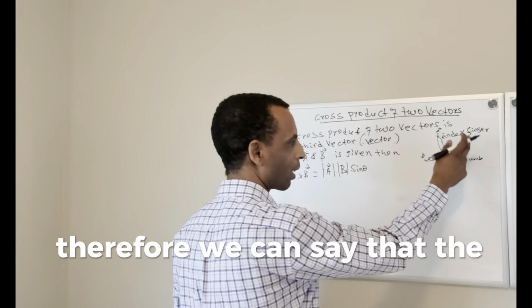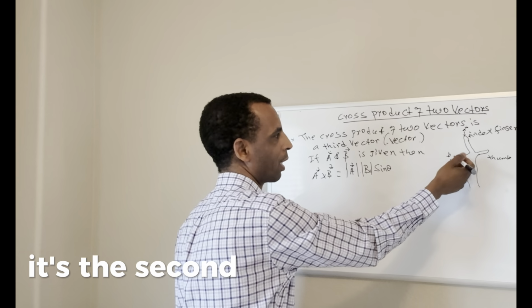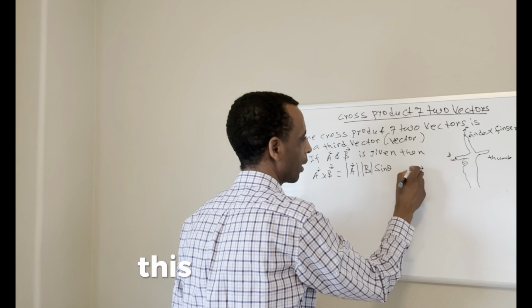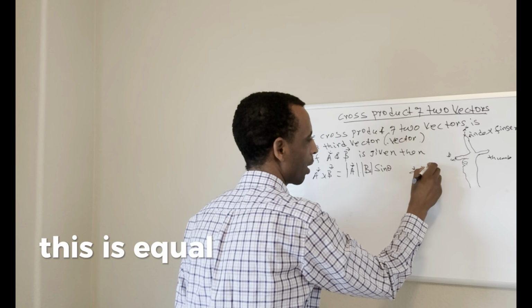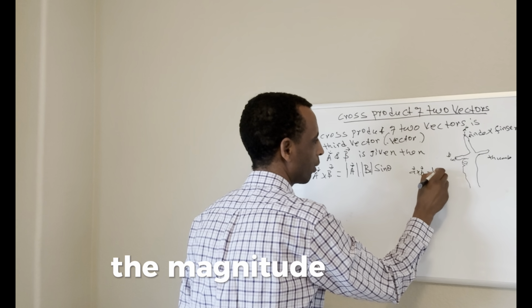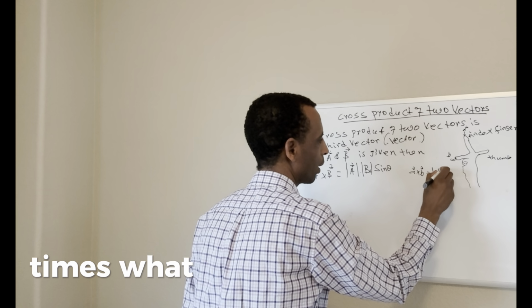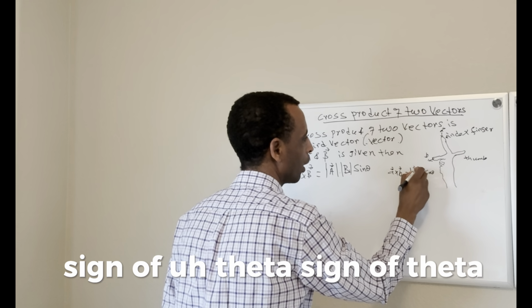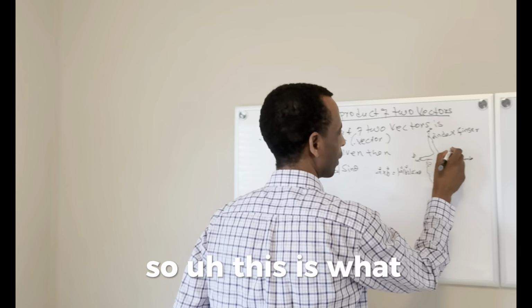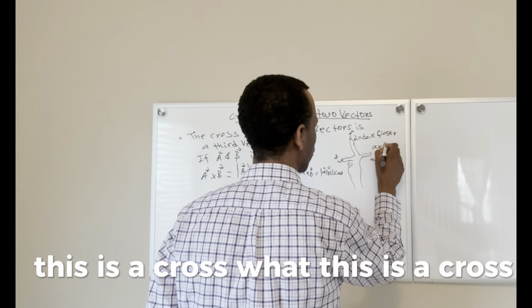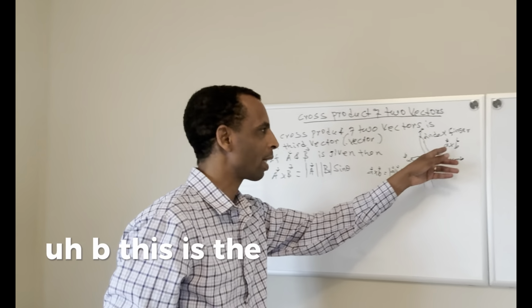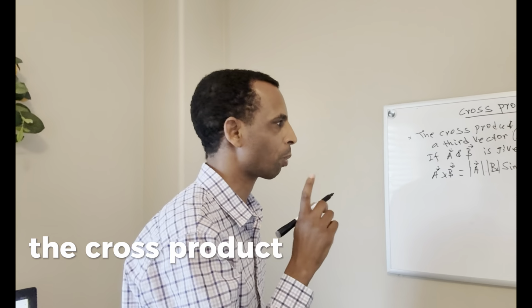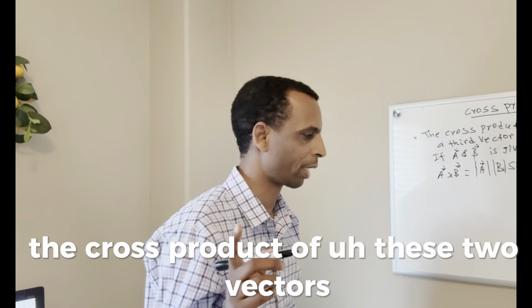Therefore, we can say that the thumb indicates the second vector. For example, A cross B equals the magnitude of A times the magnitude of B times sine of theta. This is A cross B, and the direction of the thumb indicates the direction of the cross product of these two vectors.